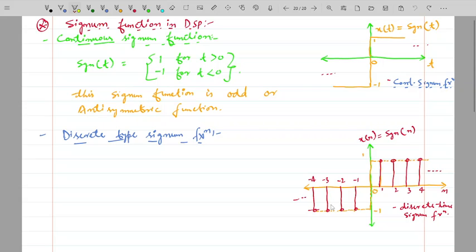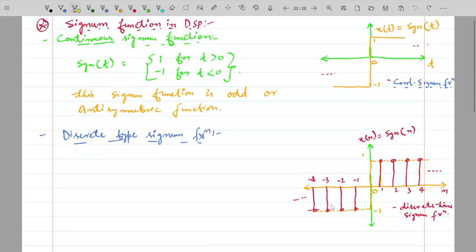So first, what is the signum function signal in DSP? The signum function is the same as the unit step signal, but the only difference is that the unit step signal is applicable only for values of t greater than 0, so only for positive values, while the signum function is applicable for positive as well as negative values.